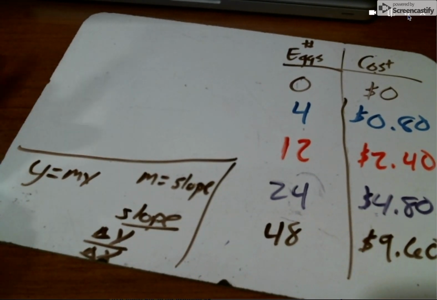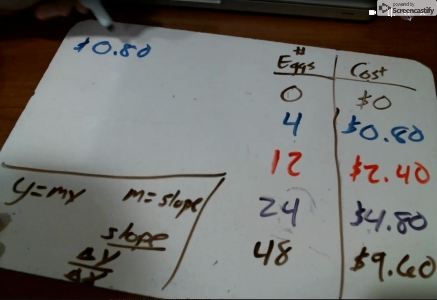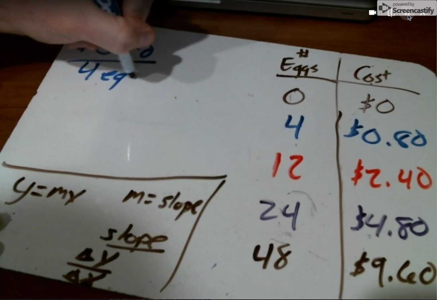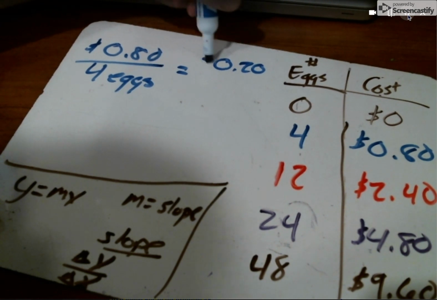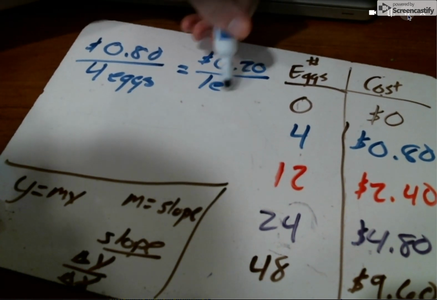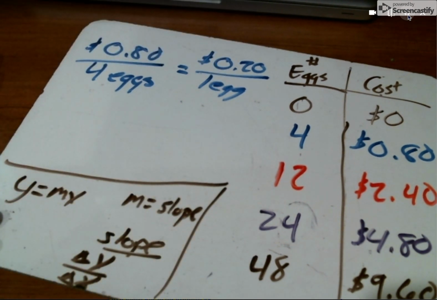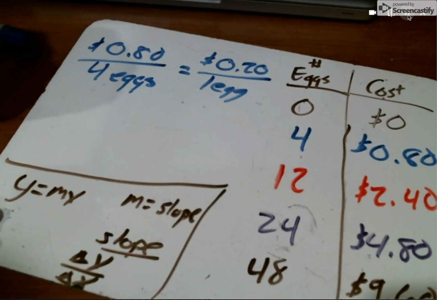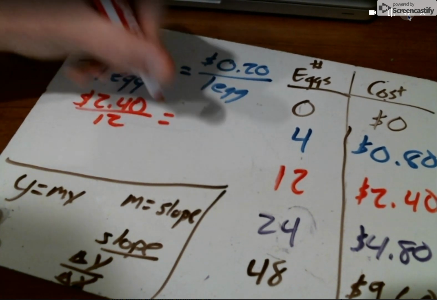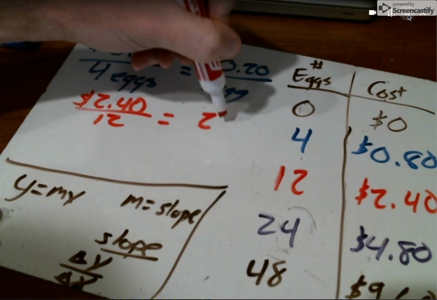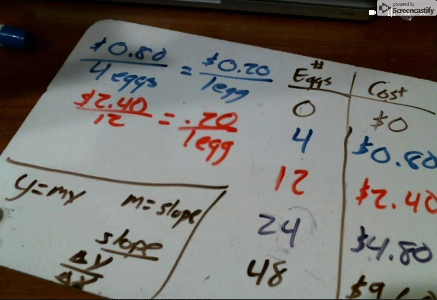I see that at 80 cents of cost, it costs 80 cents for 4 eggs. That means I was paying 20 cents. If I do that division or simplify, I was paying 20 cents for every 1 egg. 20 cents times 4 would get us to the 80 cents. If we also did $2.40 for 12 eggs, 24 divided by 12 is 2. So that helps me know this is also 20 cents for every 1 egg.